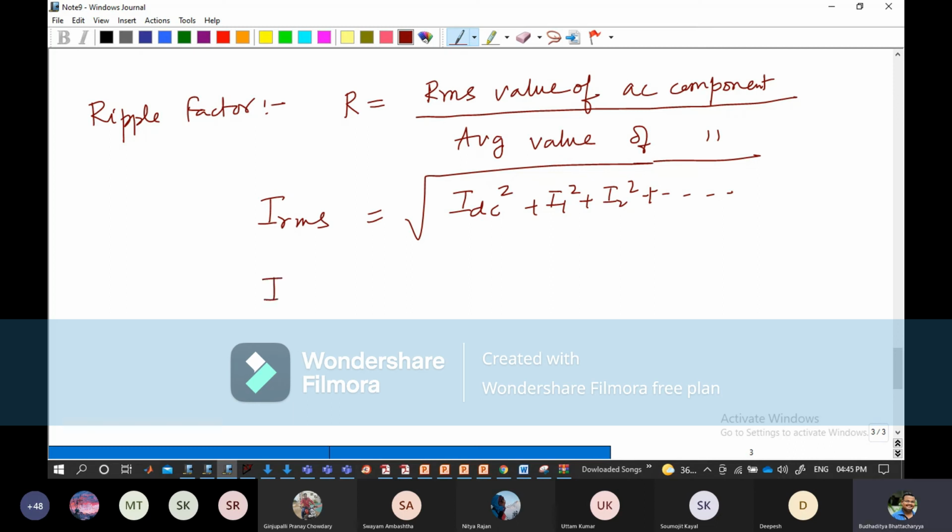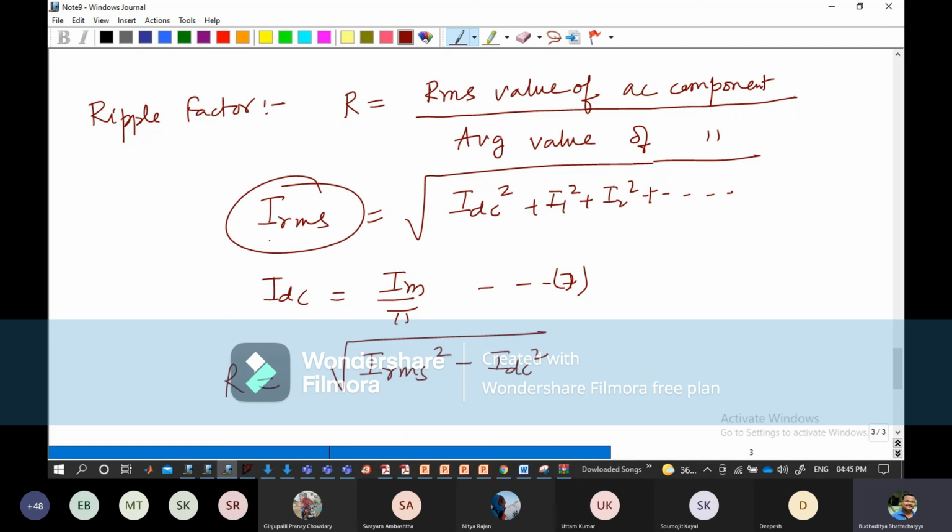All right, and also we know IDC already, that is equal to Im by pi. We have already established this from equation number 7 maybe. So R is given by square root of IRMS square minus IDC square, because if I do the squaring on both sides, IRMS square minus IDC square is given by the portion over here. Can you understand this? Why am I doing this?